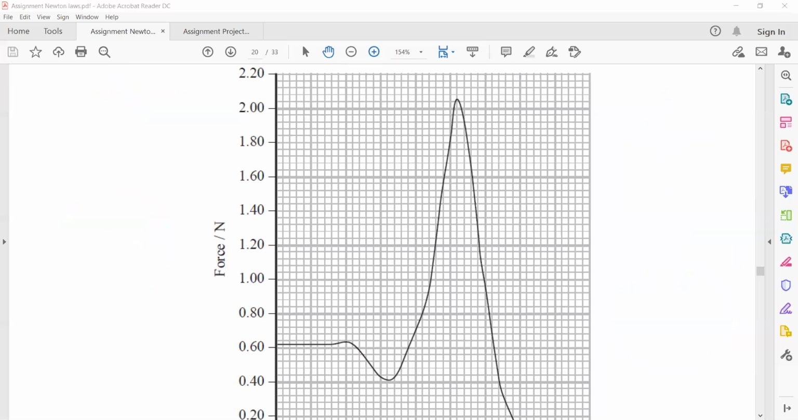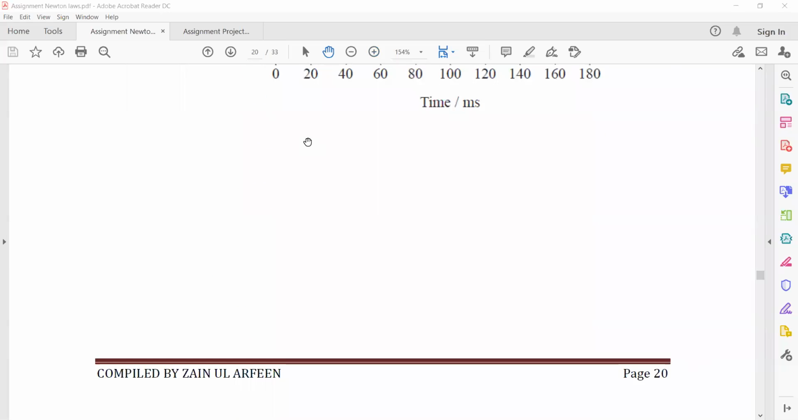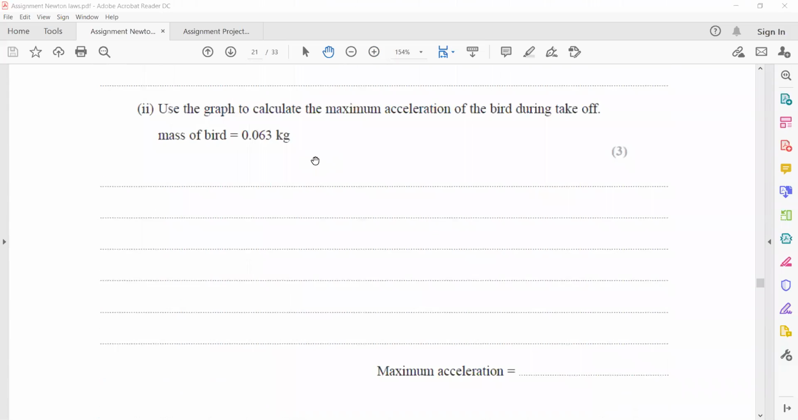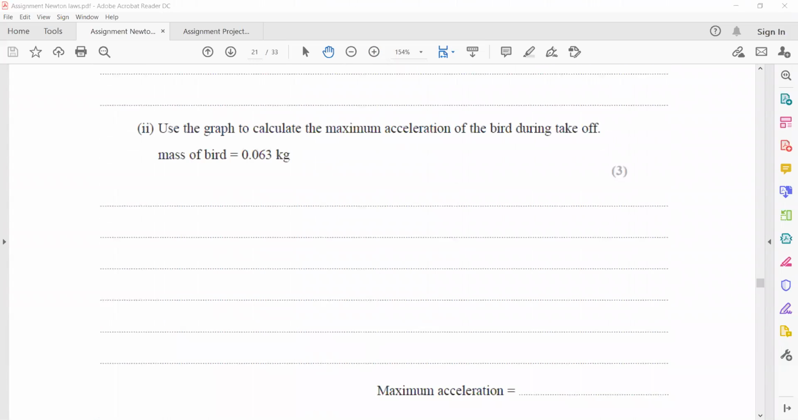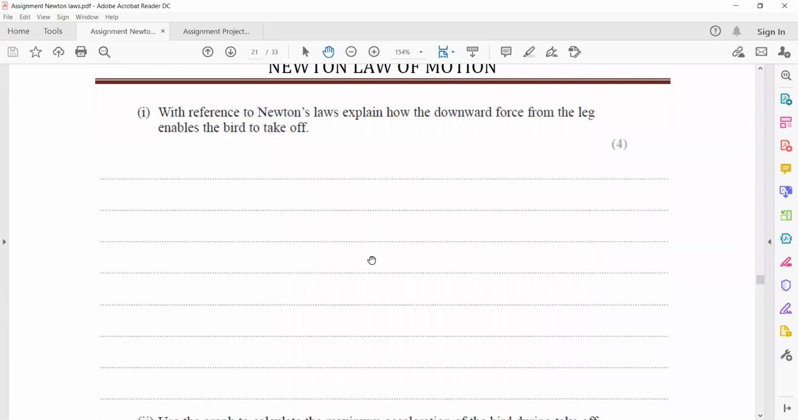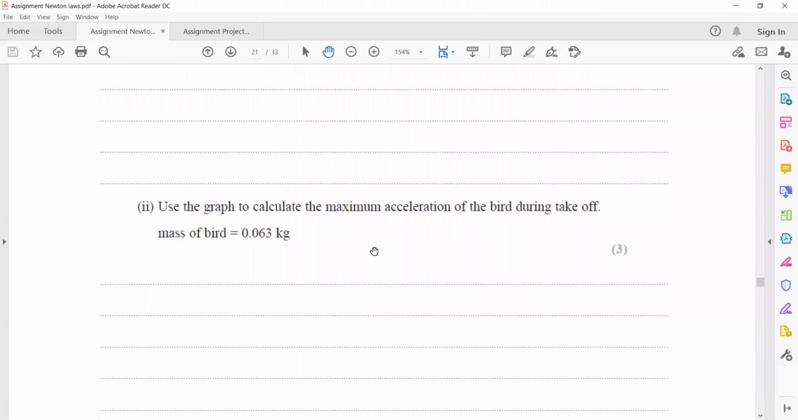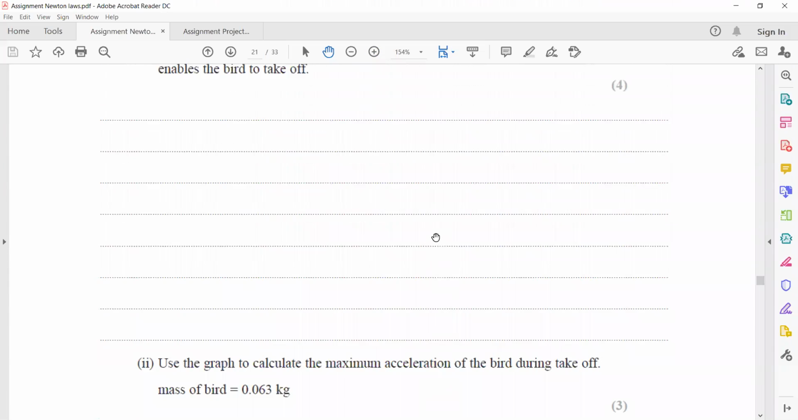Then the next question, pages 22 and 23. This was 21, I guess. Yeah, 21 was there. 18C2. Use the graph to calculate the maximum acceleration. How do we calculate the maximum acceleration?